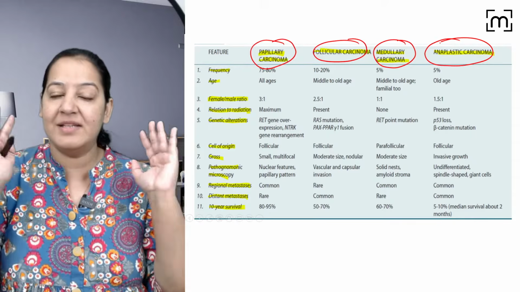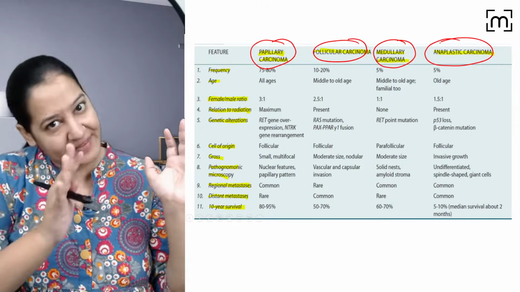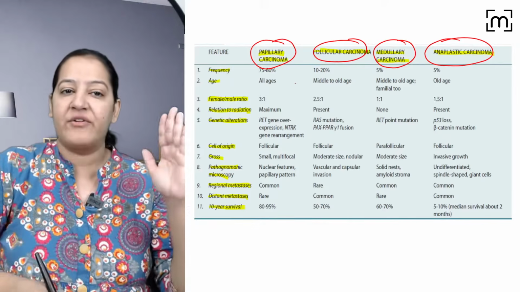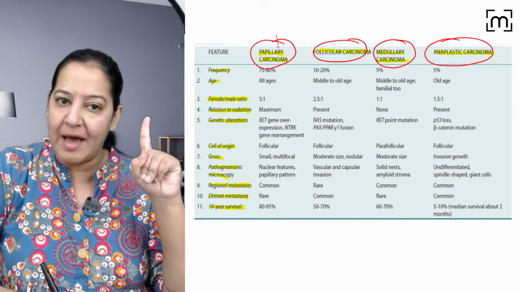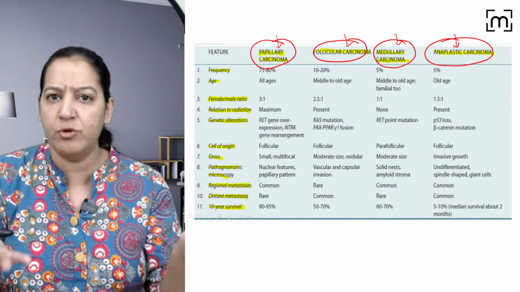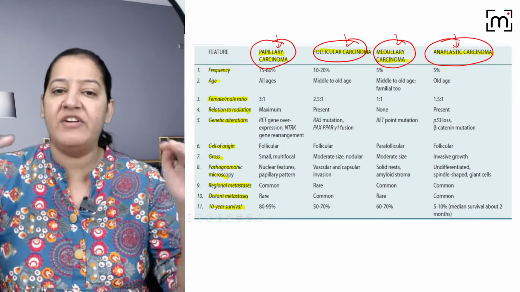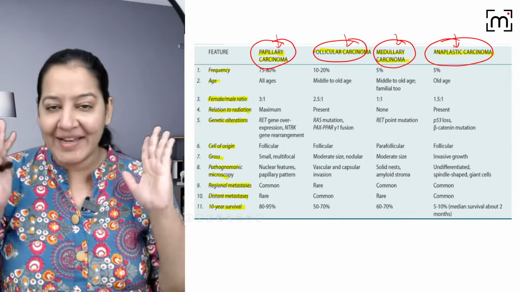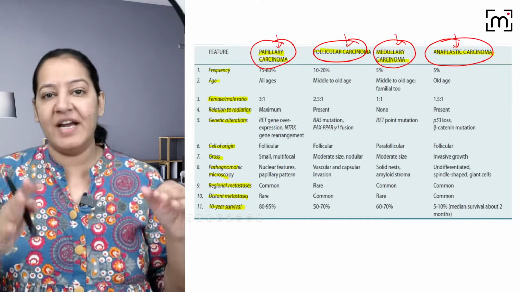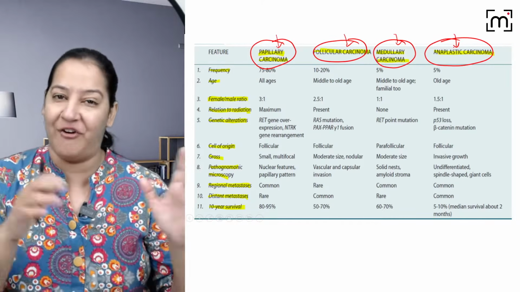Now ultimately this is the master table, but this table I will read completely at the end of the session. First we will study each of them in detail: the gross, the microscopy, the risk factor, the mutation, the age, the gender preference, everything we will study in detail. At the end, this table will be completed and I will read this table in front of you in a comparative manner, and it will be fun for you, right?